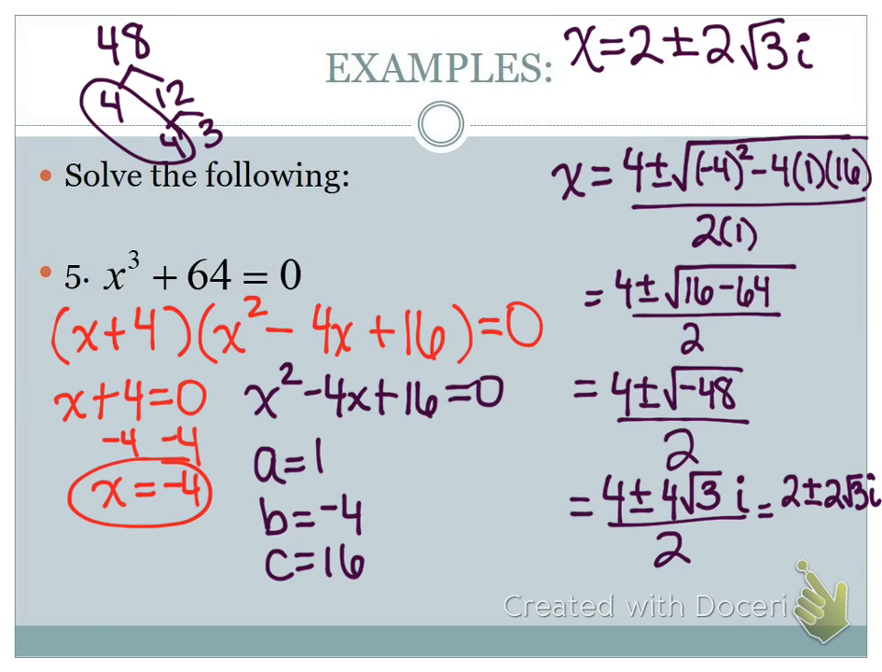Okay, so for your answer, you should have circled x equals negative 4, and you would also circle x equals 2 plus or minus 2 root 3i. All 3 of those are answers, so this counts as 2 answers with the plus and the minus.